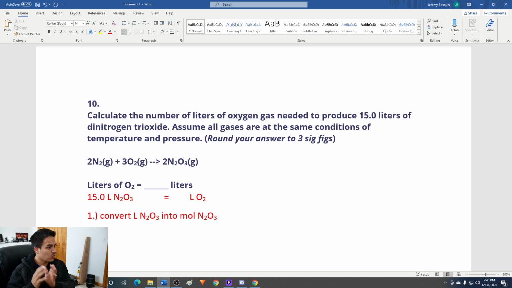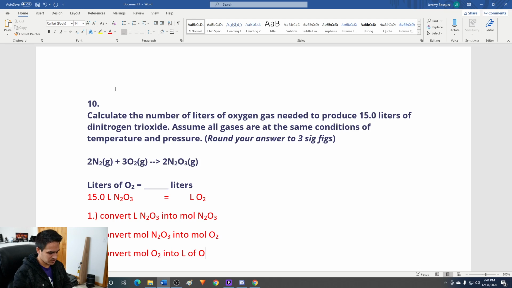All right, step 2, once we've converted into moles of N2O3, what's our next step? You are also correct again. We're going to convert our moles of N2O3 into moles of O2. Then lastly, if we need to have liters of O2, what is our third and final step? Man, you guys are so smart. We are going to convert moles of O2 into liters of O2. And there we go. That would be all of our steps.